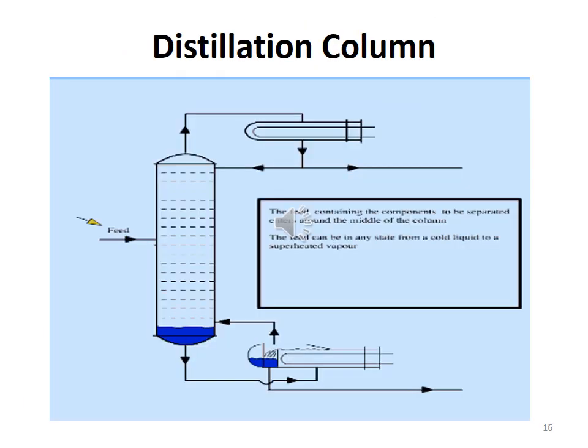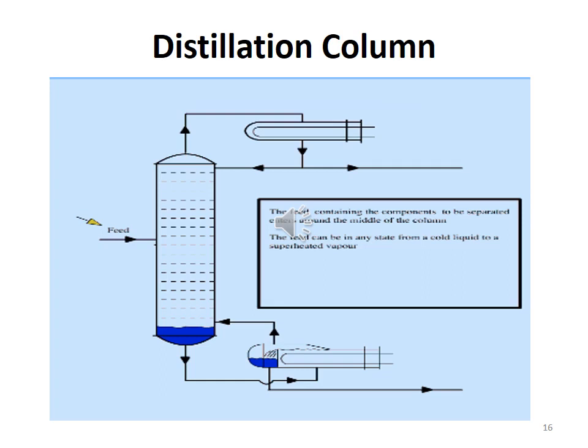This is a schematic diagram of a distillation column. In this schematic diagram, the first step is elaborated. The first step is to introduce the component mixture which is going to be separated in the distillation column. You can see the arrow in yellow color. This is the feed, which is introduced in the middle of the column. The feed may be in any state, from a cold liquid to a superheated vapor. When this mixture of components is introduced into the distillation column, the process of separation begins.